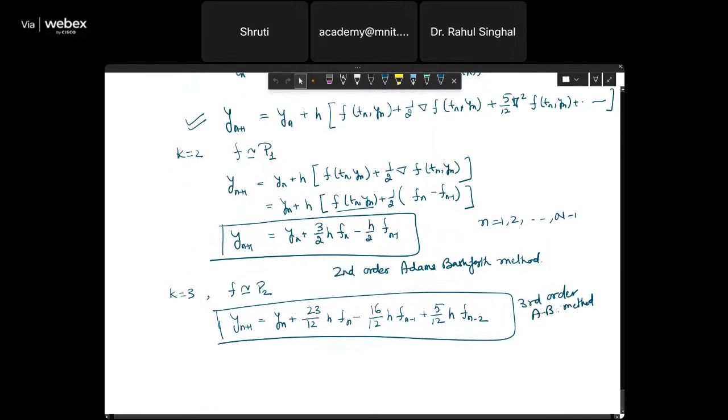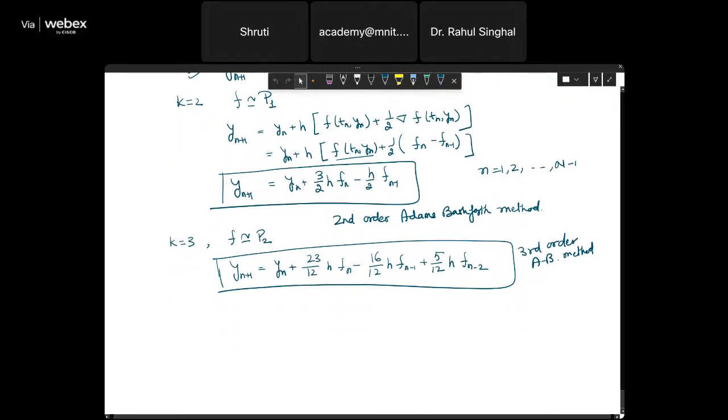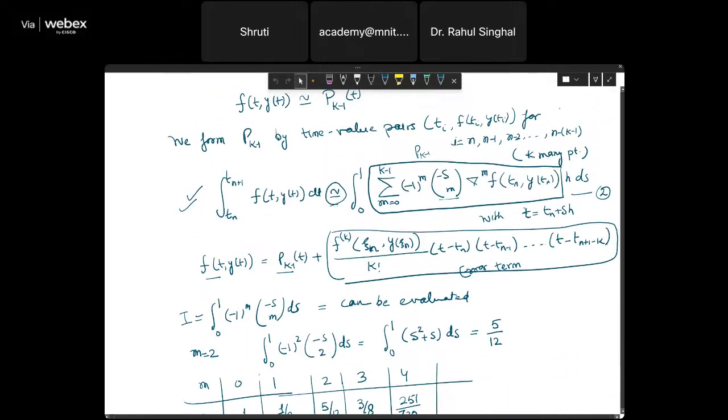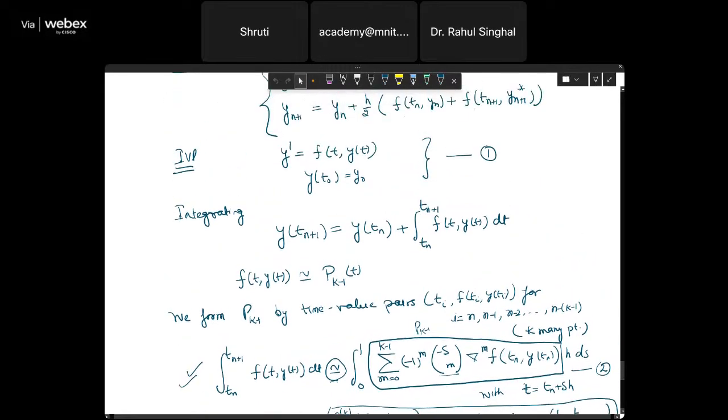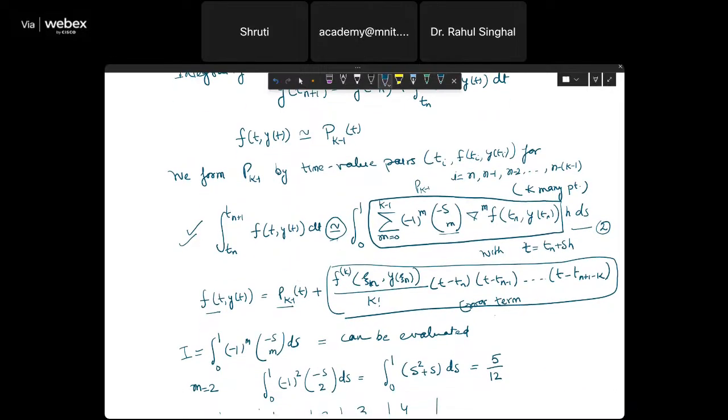So the Adams-Bashforth method we have derived. Now, let us start with the local truncation error for it. As I mentioned, we will make use of this error term involved in the approximation of the function f.